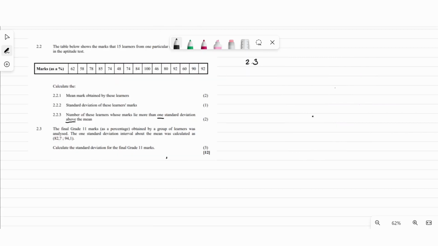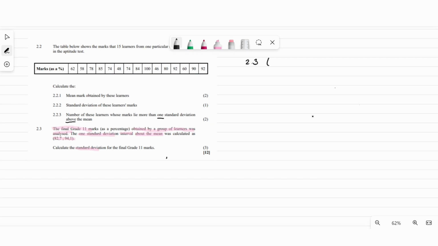So now doing the final question, it says the final grade 11 marks as percentages obtained by a group of learners was analyzed, and the 1 standard deviation interval about the mean was calculated as being this. Then they say calculate the standard deviation for the final grade 11 learners. So what did they tell us? They tell us about the marks, then they tell us about the interval.